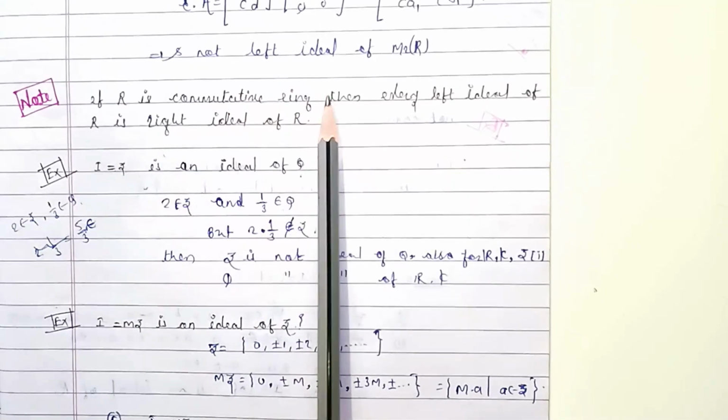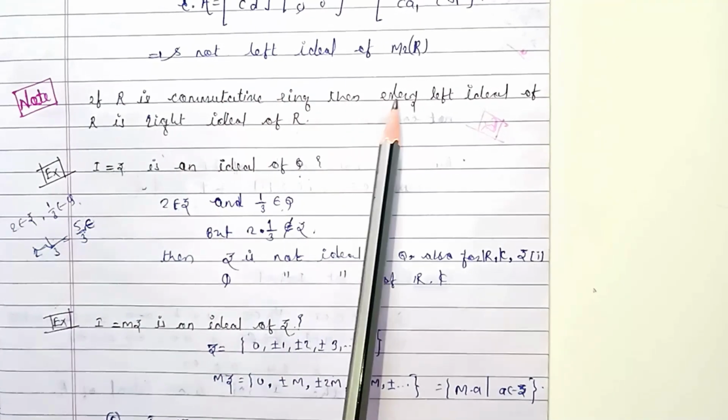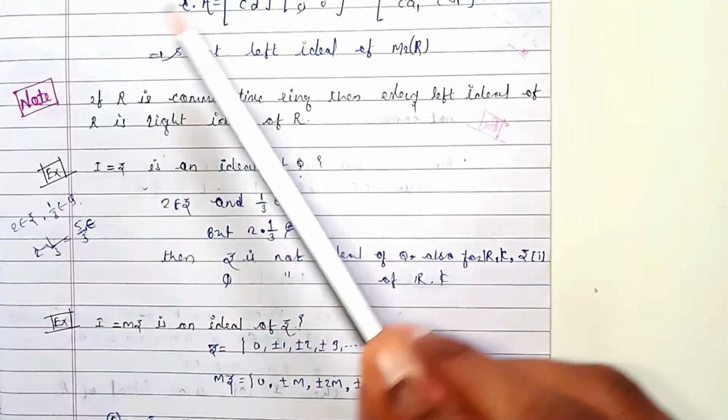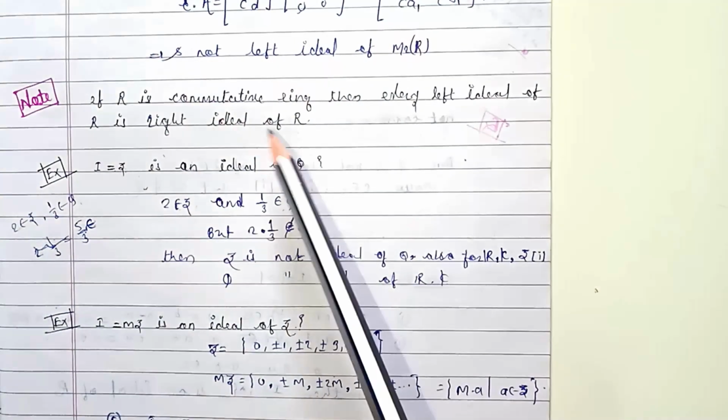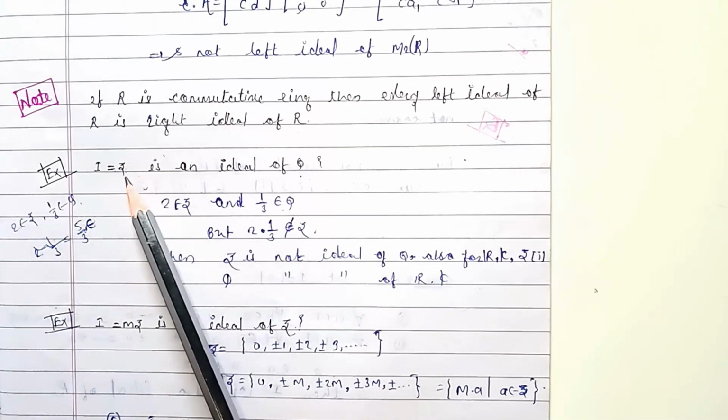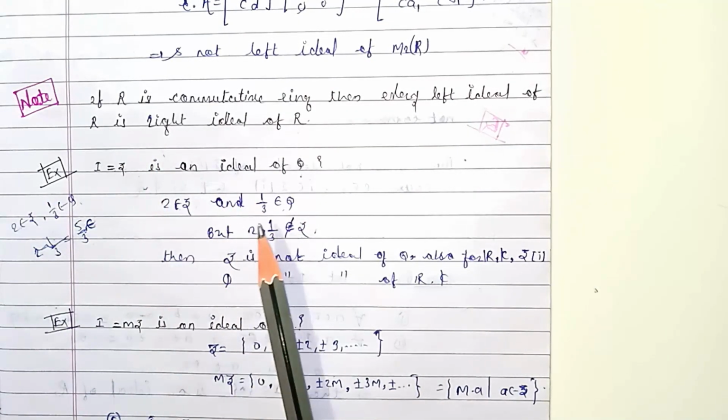The property I wanted to explain here: if R is a commutative ring, like A into B equals B into A, then every left ideal of the ring is a right ideal of the ring. That we earlier proved in our previous example. Now in my second example, I take I equal to the integers Z as an ideal of Q. We have to prove whether it is an ideal or not.